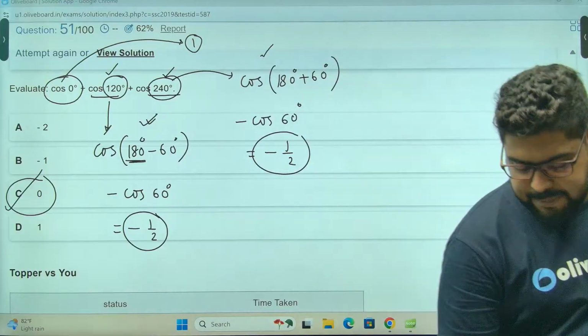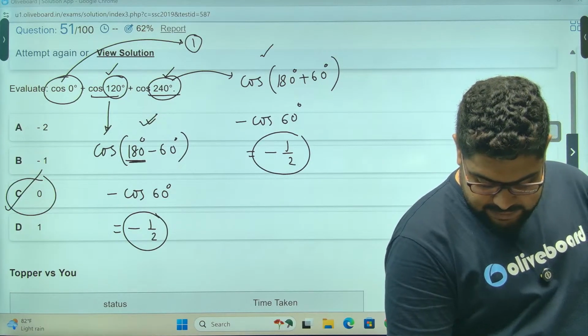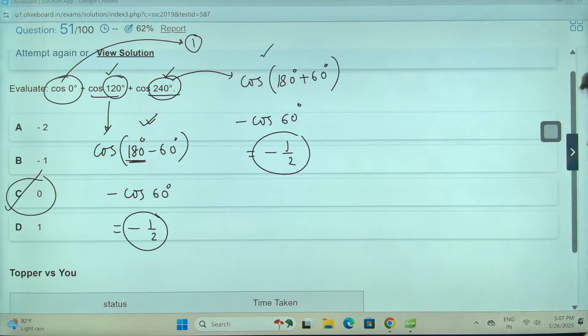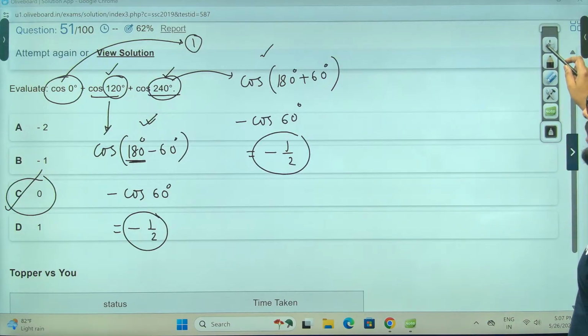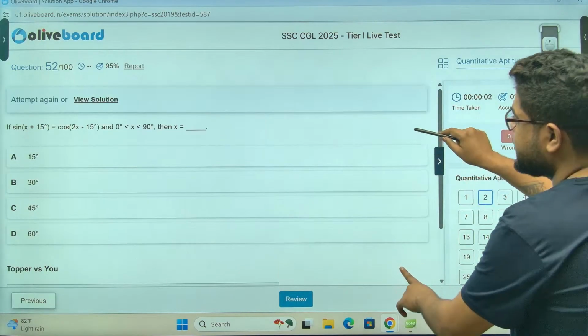Yes, Reena. Absolutely perfect. This is how this question could have been solved. Very simple. Next one.